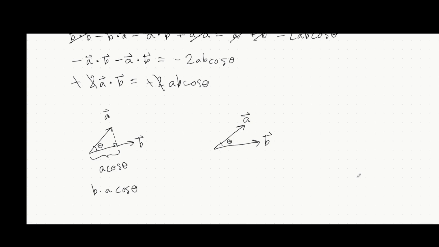Or we could project B onto A. And it doesn't matter which way we go, because the magnitude of the projection of B onto A is B cosine theta. No matter which way we project it, the cosine theta tells us how parallel they are. So in this case we have A times how much of B is parallel to it.